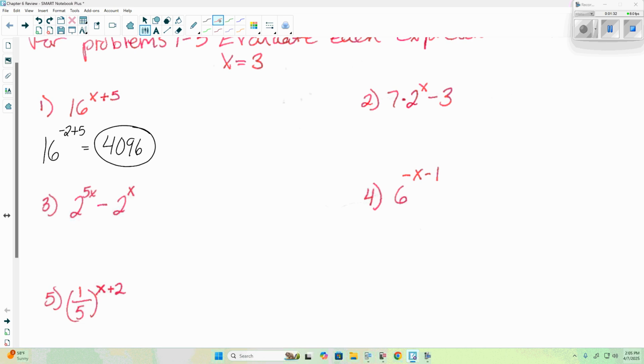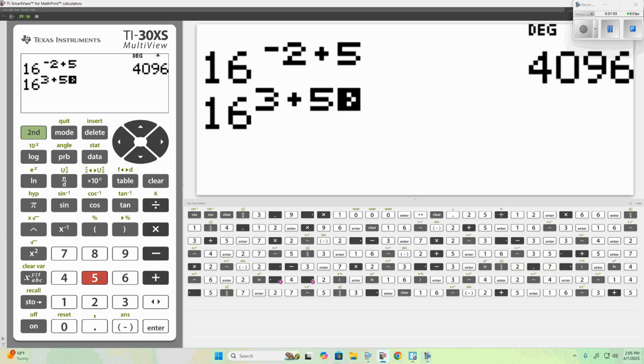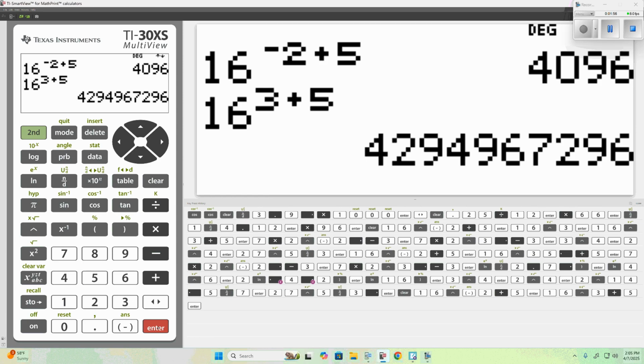Questions on number 1 for when x is -2? We also want to evaluate it when x is 3. So we have 16 to the 3 plus 5. And again, you grab the calculator, type it in. 16 to the 3 plus 5 is 4,294,967,296.